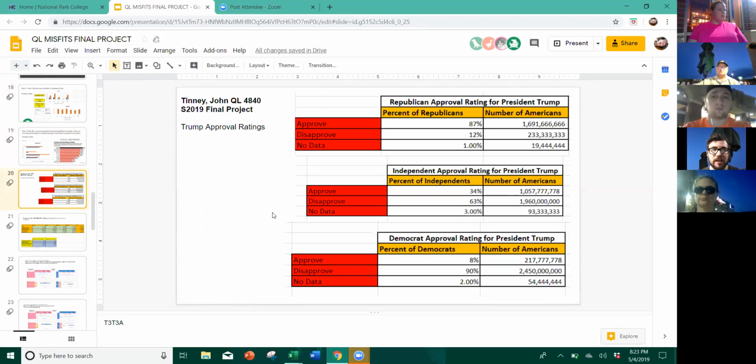Let's see. And then the next one is going to be John Tenney. This is Trump approval ratings.